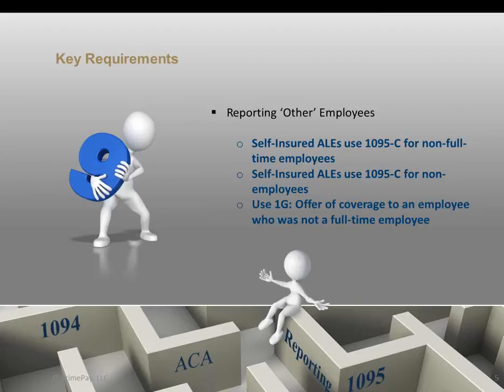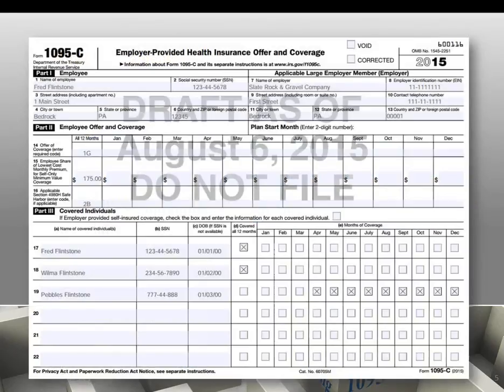to those non-full-time employees, but also non-employees. And generally speaking here, they would use code 1G, as in George, which is basically, either one is offer of coverage to an employee who is not a full-time employee of the company. Now, what I did was I went ahead and showed a 1095-C, and this reflects, if you look here on part 2, line 14 and line 16, I just put an example here where the employer would select 1G as the code. And again, 1G is just saying that you're offering coverage to an employee who was not a full-time employee for any month of the calendar year, so on and so forth.